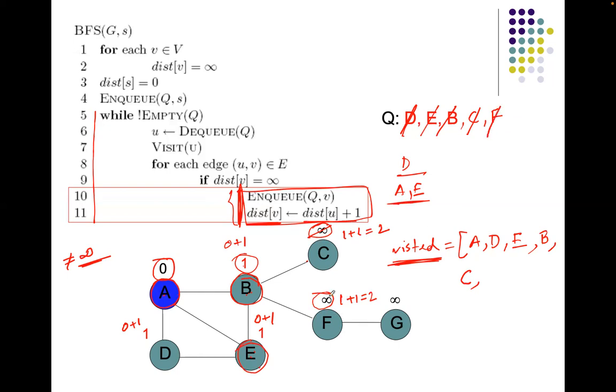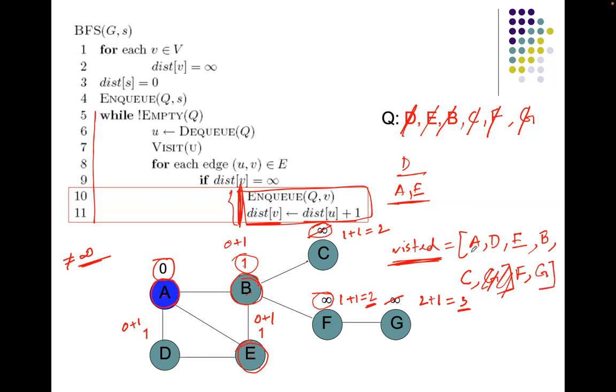Then we dequeue F. F has 1 unvisited child, G. So we are going to enqueue G. We are going to update the dist value like 2 plus 1 because F has dist value 2, so it will have dist value 2 plus 1 equals 3. In the next iteration we are going to dequeue G. G doesn't have any children, so nothing to do, and we're making G visited. Before that we'll make F visited and then G.